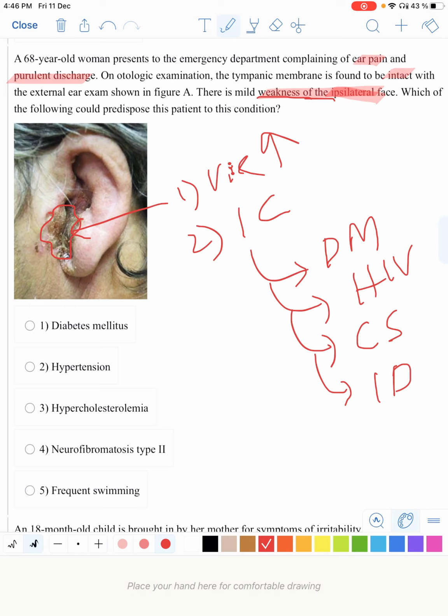Is it diabetes mellitus? Yes, diabetes mellitus is the cause. Hypertension is not. Hypercholesterolemia is not. Neurofibromatosis, no. Infrequent swimming, yes, but it is not so severe, and there is no bone erosion, and there is no penetration of the organism that causes the weakness of the ipsilateral face.